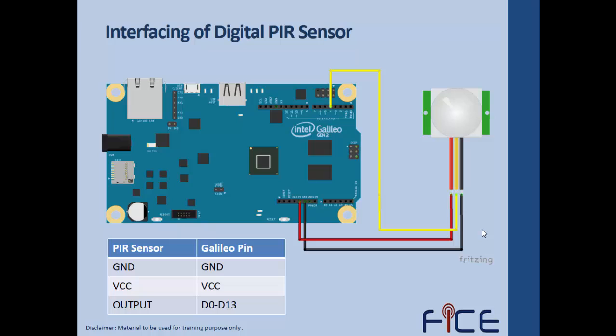In the table you can see that the ground wire of the PIR sensor is connected to the ground pin of the Intel Galileo board. Next, the VCC wire of the PIR sensor is connected to the VCC of the Intel Galileo Gen 2 board, and the yellow wire, that is the signal wire, is interfaced with any of the digital pins of the board, that is pin number 0 to 13.